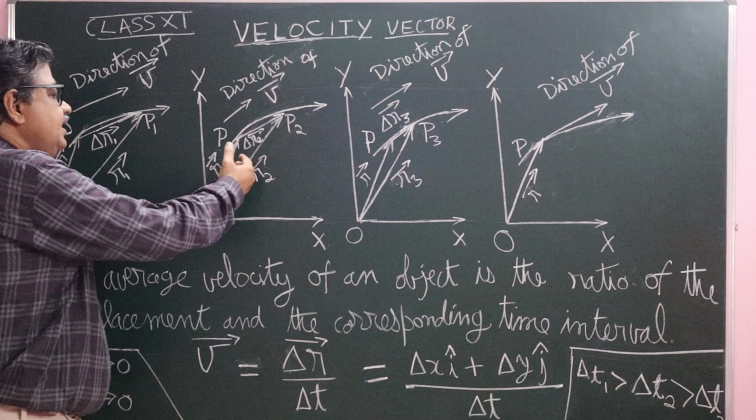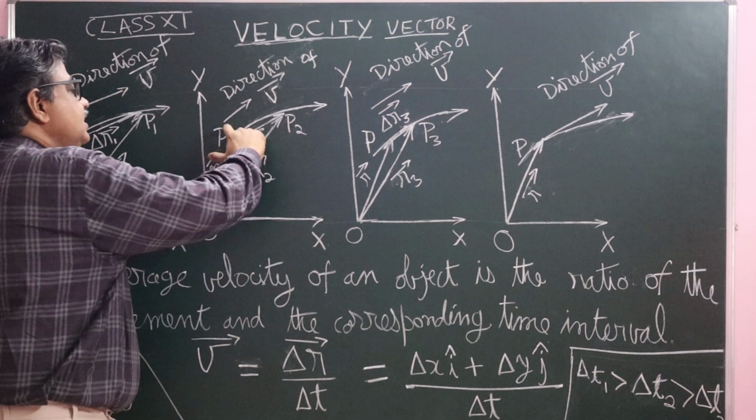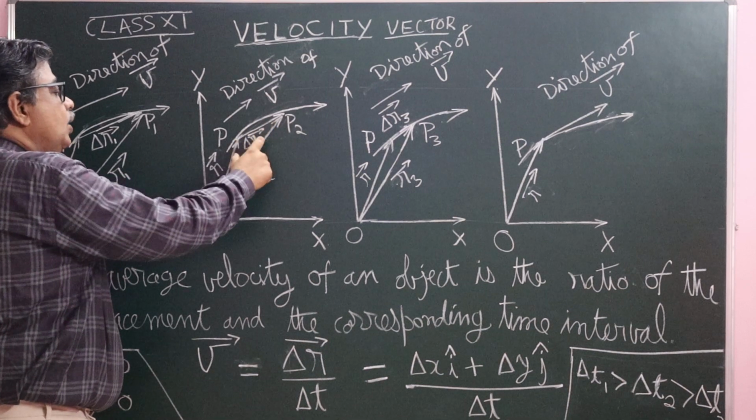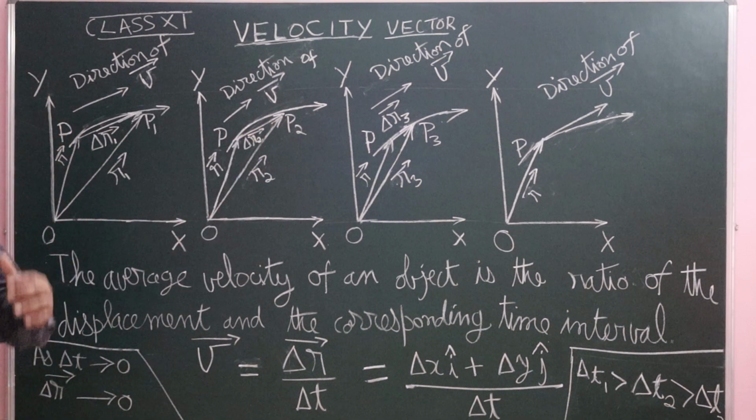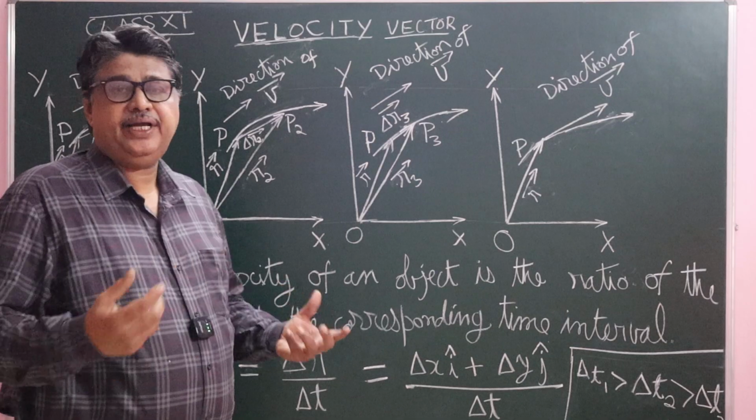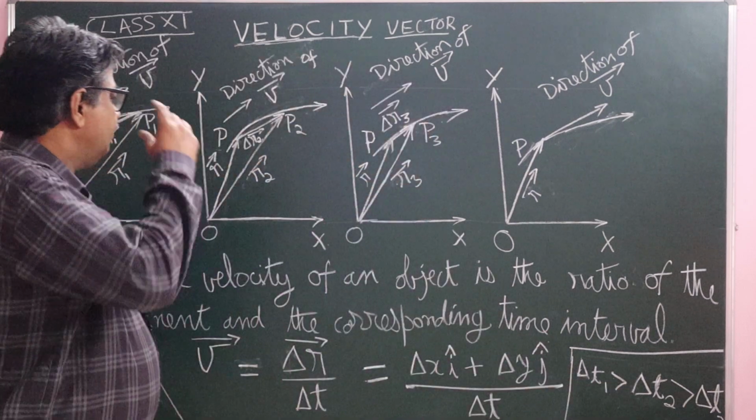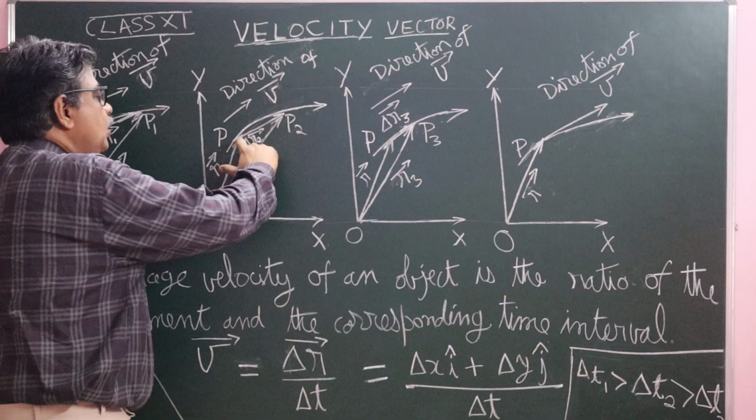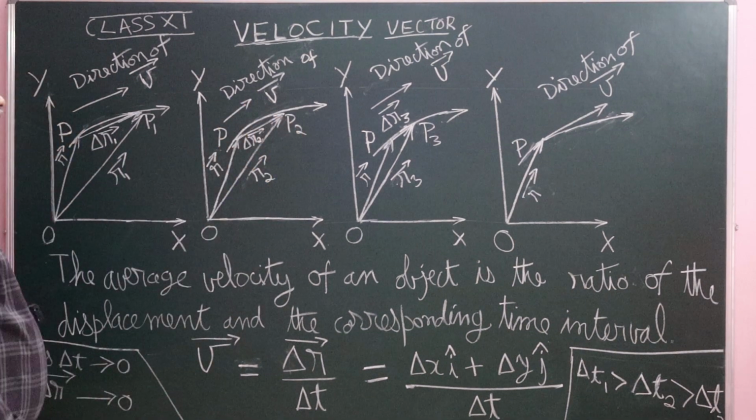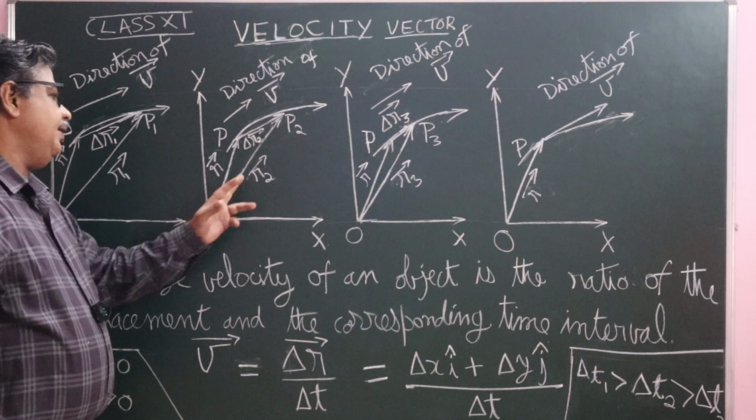In the next figure, you see the object moves from P to P2. This is the direction of velocity. Del R2 vector is the displacement of the object. Let the object take time del T2, maybe some seconds or hours, whatever it is. Del T2 is the time taken for the object to move from P to P2. PP2 is the displacement vector, del R2, and del T2 is the time taken.